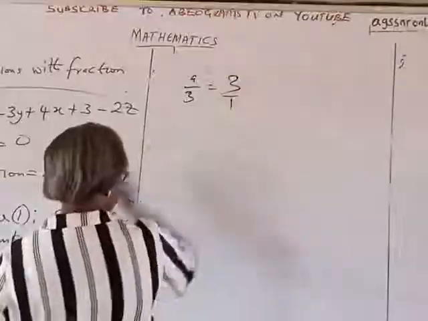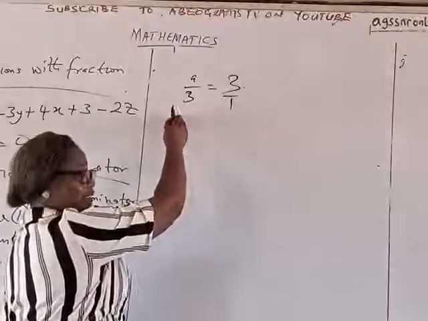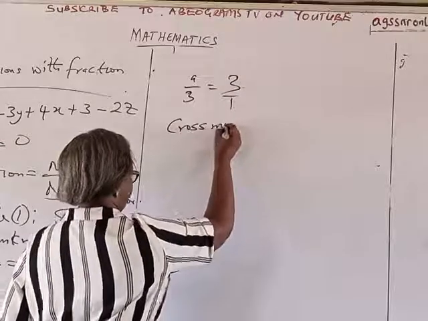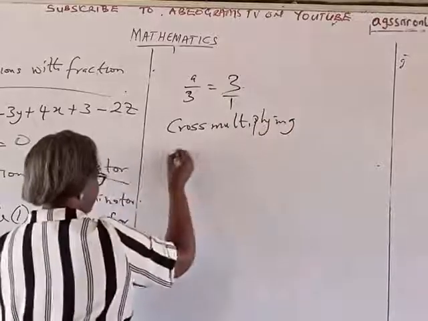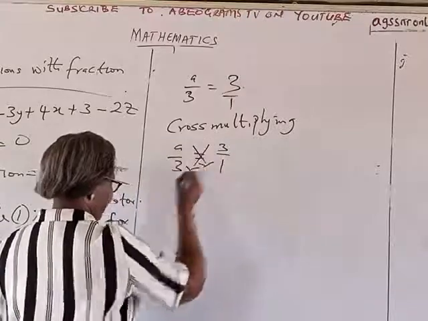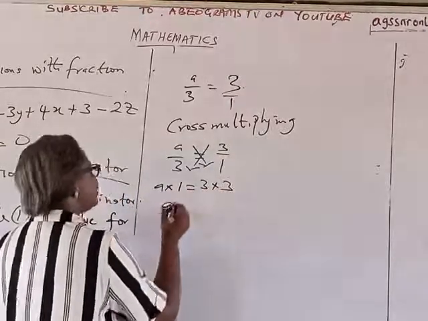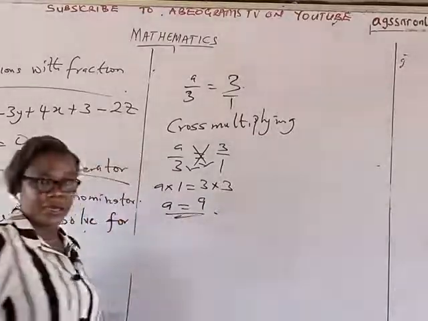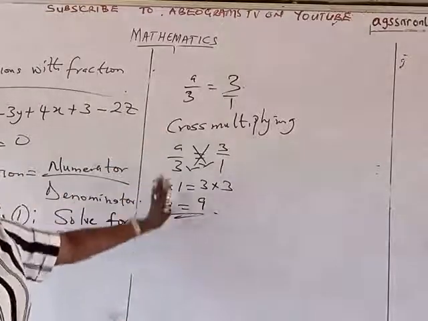So already I've changed the 3 over 1. 3 over 1 still remains 3, just for it to look like the other side. So cross multiplying, we have a over 3, which equals 3 over 1. Cross multiply, and so we have a times 1 equals 3 times 3. So a times 1 gives a, equals 3 times 3, 9. So our a equals 9. And you can see that it is automatically so easy using that.